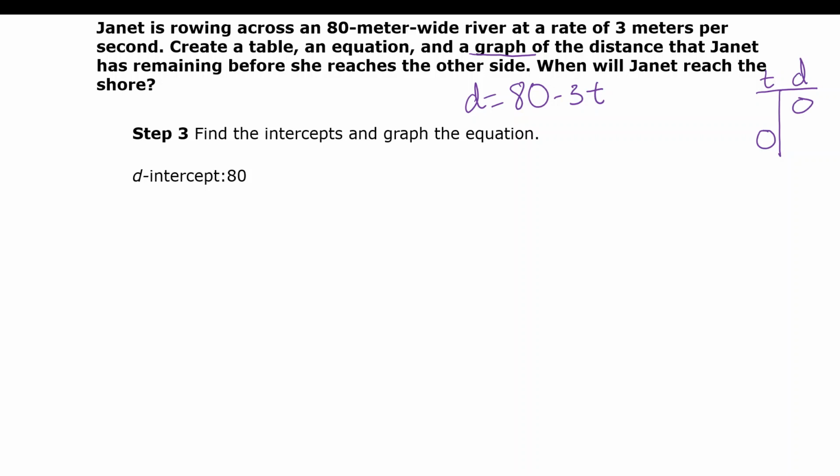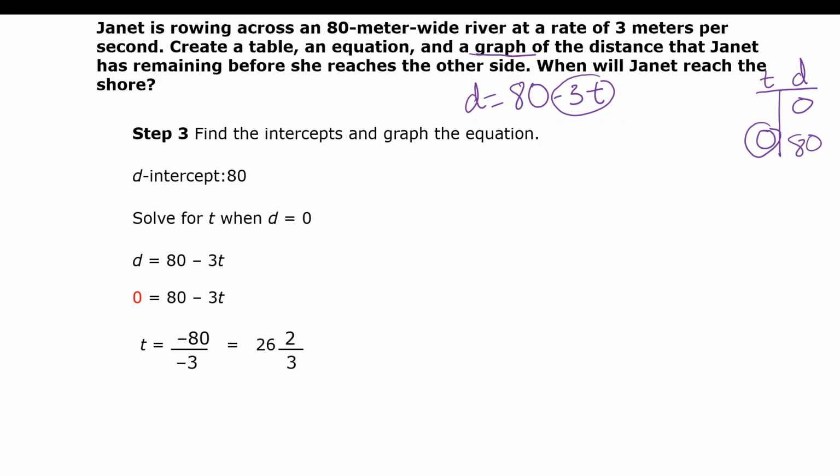So the D-intercept is 80, because when T is 0, let's do this one first. When T is 0, the whole thing is 0, so D equals 80. All right? And now we could also solve for T, so let's set D equal to 0. And when we do that, we see that 0 equals 80 minus 3t. Subtracting 3t from both sides, and then dividing by 80, we end up with t equals, the time is 26 seconds, 26 and 2/3 seconds.